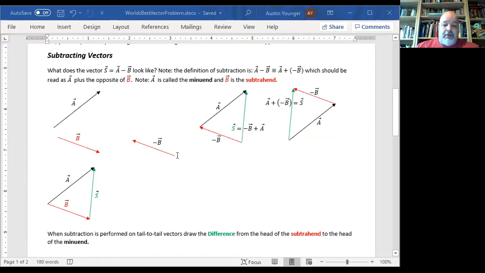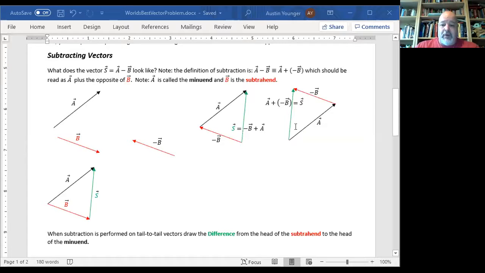Now if I put a and -b head to tail, where for instance I put the tail of a at the head of -b, then I'm adding -b plus a, which happens to be the same thing as a plus -b. So that is the answer. Notice I draw a vector from the tail of the first vector to the head of the last. So when I put them head to tail, I just go from the tail of the first to the head of the last.